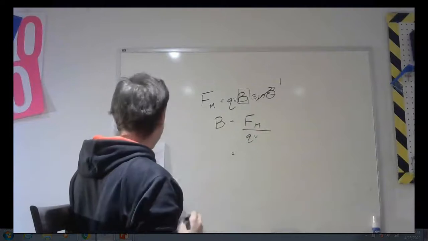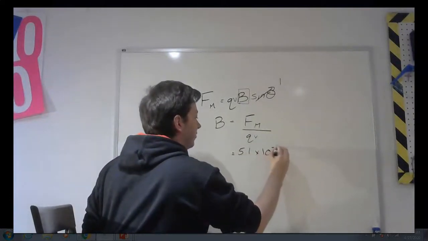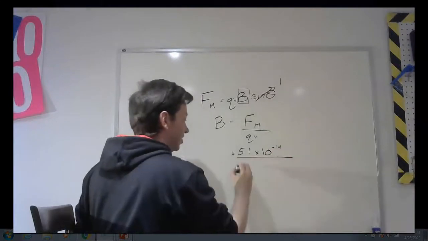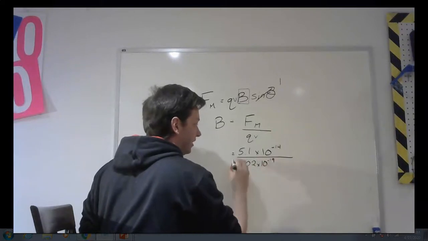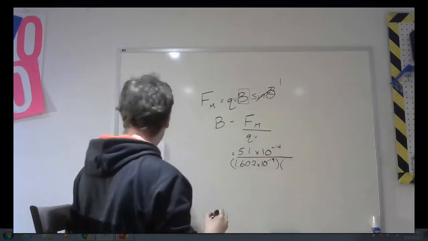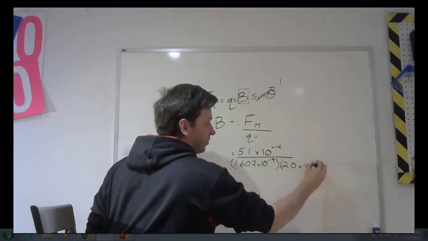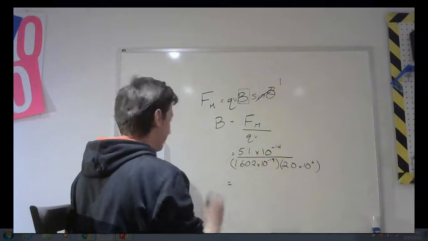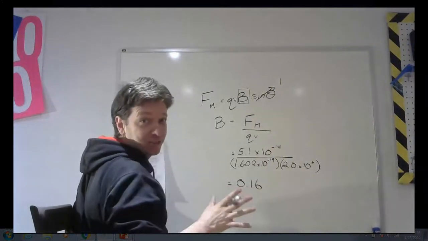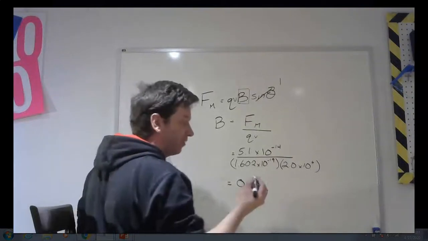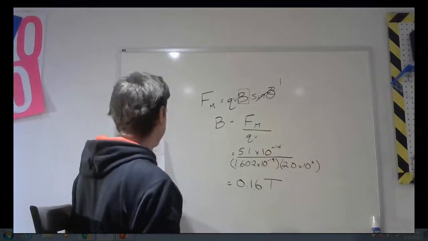Okay, and then we're just going to sub in our values. 5.1 times 10 to the minus 14 newtons over the charge of an electron, 1.602 times 10 to the minus 19, times by its velocity, 2 times 10 to the 6 meters per second. When we do that, we get 0.16. For the units, I haven't told you exactly what these mean yet, but for now, teslas.